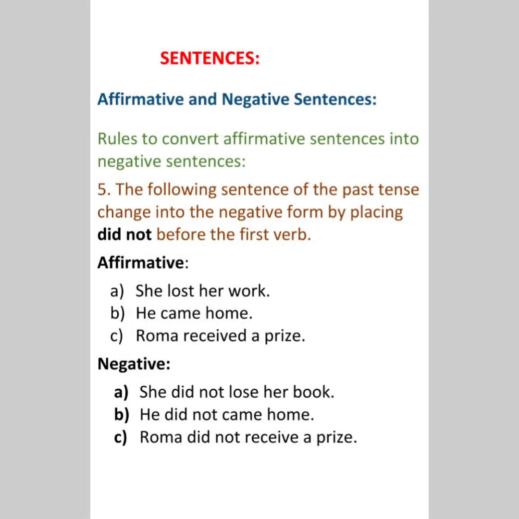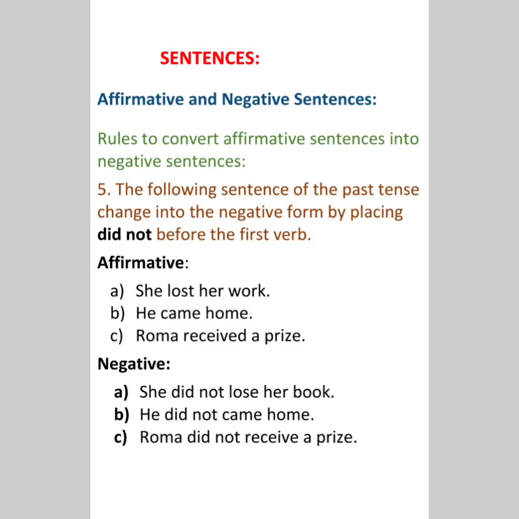Next, fifth rule. The following sentences of the past tense change into the negative form by placing did not before the first verb. Example sentences. In affirmative, she lost her book. As a negative, she did not lose her book. He came home. He did not come home. In affirmative, Roma received a prize. As a negative, Roma did not receive a prize. We can find the difference in the verb.